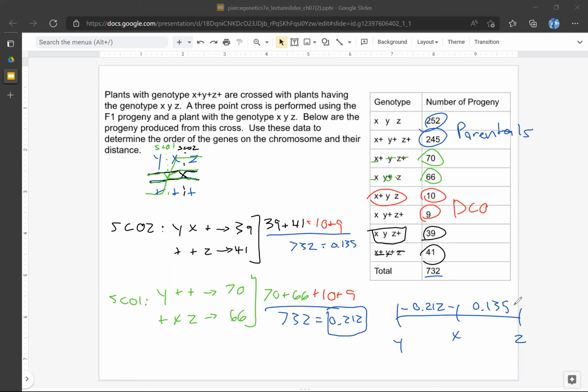This is super easy, right? You just need to be patient. Always remember your stuff: parentals are most frequent, double crossovers least frequent. Try to write it this way; it's the way that I do it. That's what helps me. If you find a better way, do it that way.